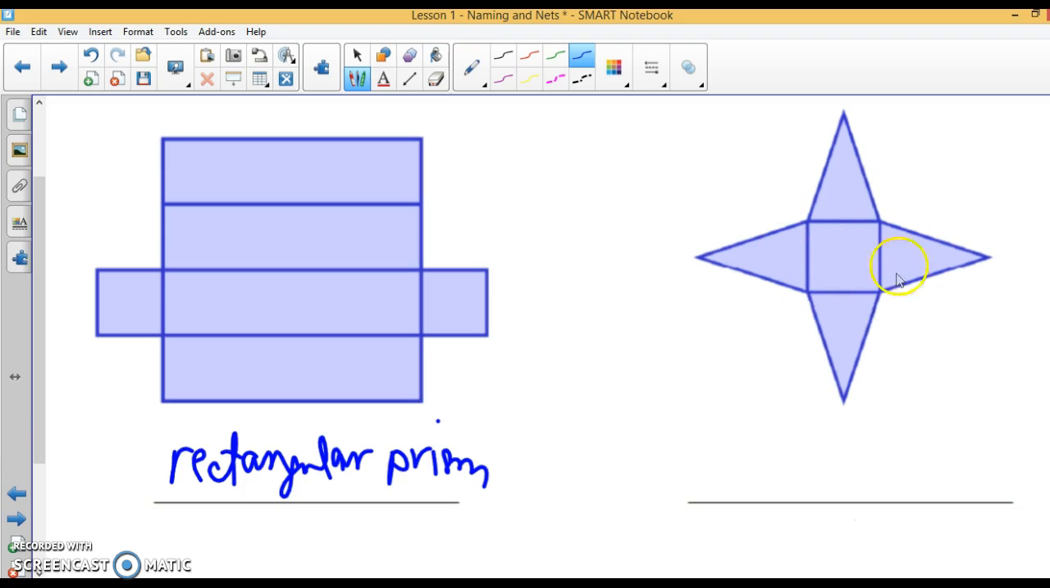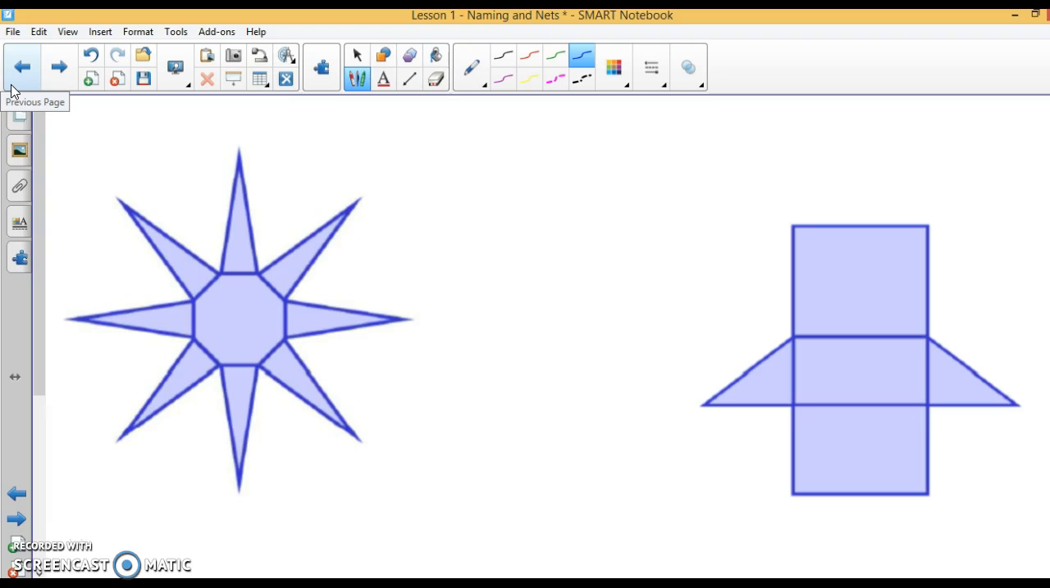This thing, I would call a square pyramid. Now, you could also argue you're not 100% sure that that's a square, so you could call it a rectangular pyramid. Either one of them would be right. Let's count the sides here: 1, 2, 3, 4, 5, 6, 7, 8. So this is an octagonal pyramid.